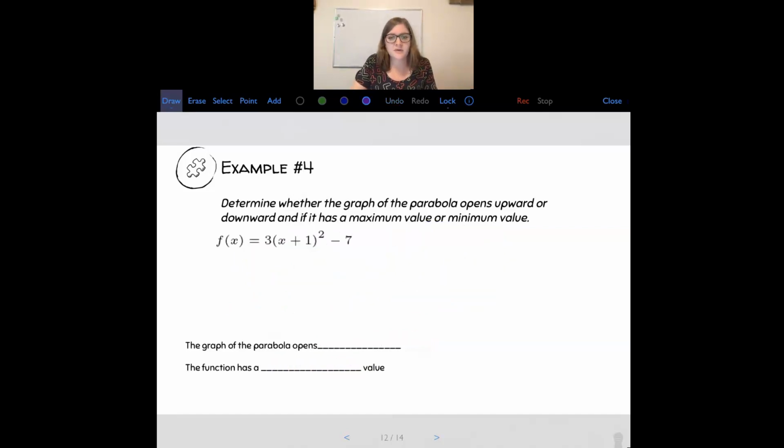Example 4, determine whether the graph of the parabola opens upward or downward, and if it has a maximum value or a minimum value. So we've got it written, this is called vertex form, which we'll talk about later. Again, but notice if we were to multiply this out, okay, the x squared would be positive, and then we'd be multiplying it by 3. So that's also another way to determine that that number in front of x squared is positive, which means that our graph is going to open upward, and if it opens upward, then there's a minimum value.